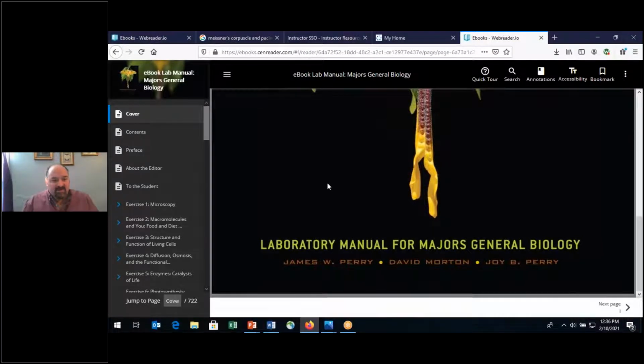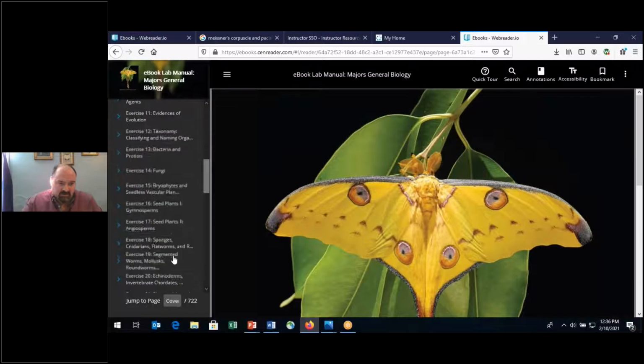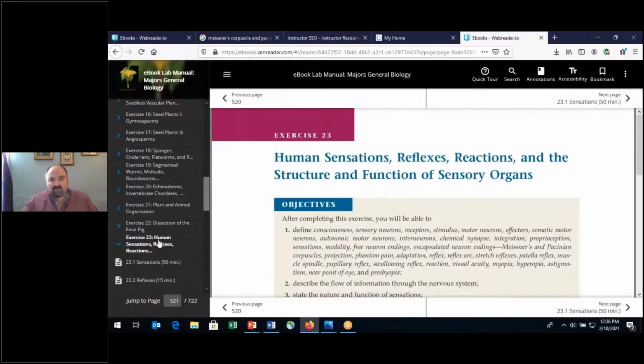Let me take you through some information that you'll be looking at and reviewing in the Laboratory Manual for Majors, General Biology, by Perry, Morton, and Perry. We are going to be focusing right now on exercise 23, lab 23. Let's go to that there, and what you'll see is that we're in lab exercise 23.